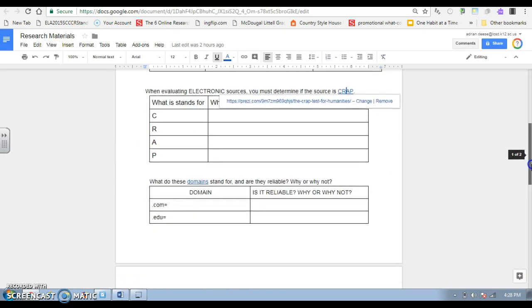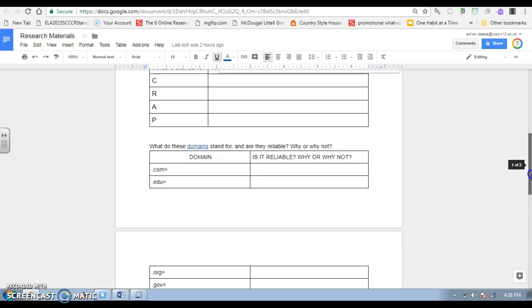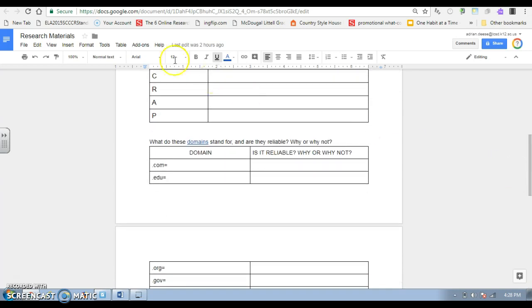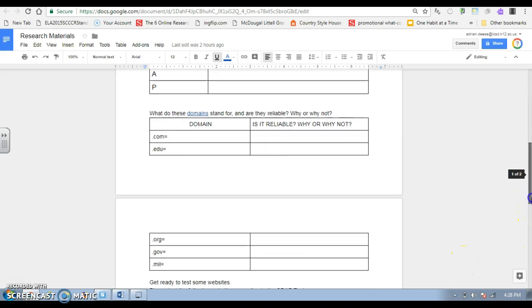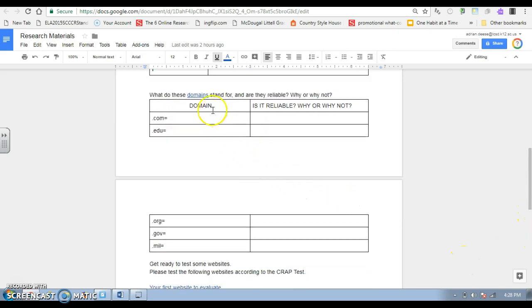Before you do that, I want you to know just a couple of basic domains. And a domain is right up here. It's at the end of your URL. It's the last couple of letters. And they mean different things. And they also help to determine whether or not an electronic source could or could not be reliable.